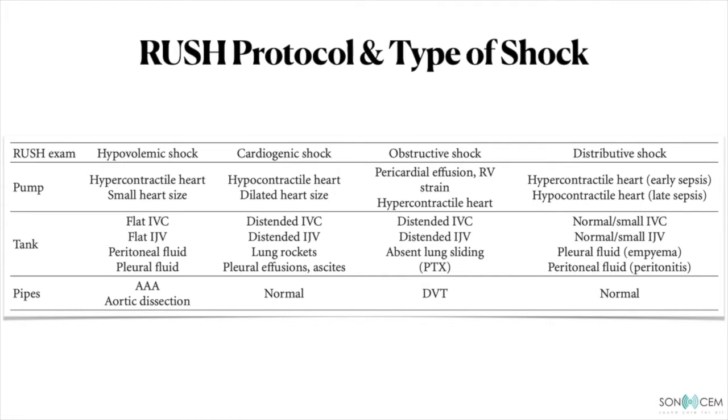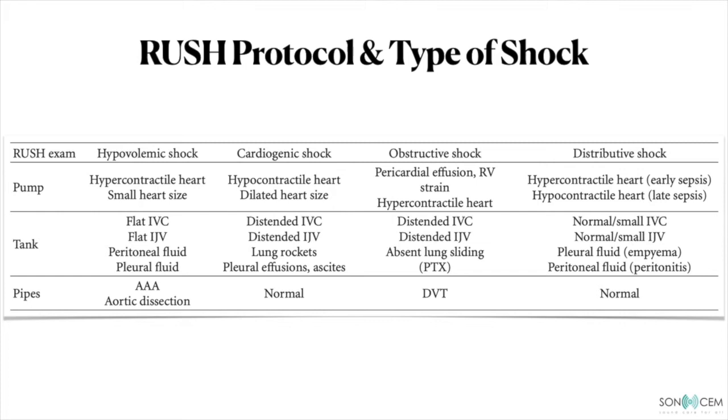So what can you see in hypovolemic shock? In hypovolemic shock, you may see a hyperdynamic heart with small chambers. In the tank assessment, you can see flat IVC or flat IJV with peritoneal fluid and pleural fluid collection. A positive fluid in the pleural space or the abdomen may indicate bleeding in trauma or leakage in dengue. You may also find abdominal aortic aneurysm or aortic dissection as the source of hemorrhagic shock.